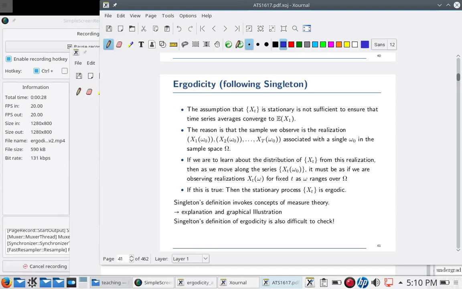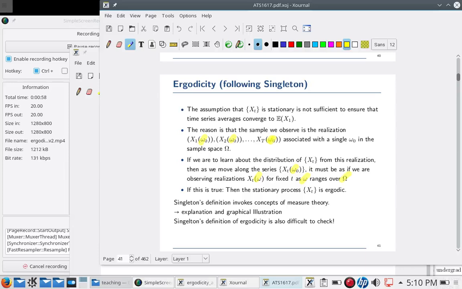The definition of Singleton is different from what we see in Hamilton's or Hayashi's book, in that there is this reference of the random variables in the stochastic process to these omegas that we're going to see here in the notation. So the question is, what do these omegas mean? Where do they come from? Obviously, they are elements of the big omega thing that we have down there, and that's not easily understood.